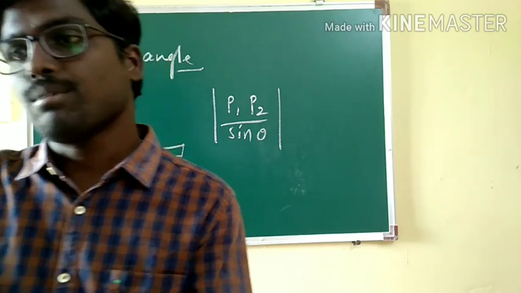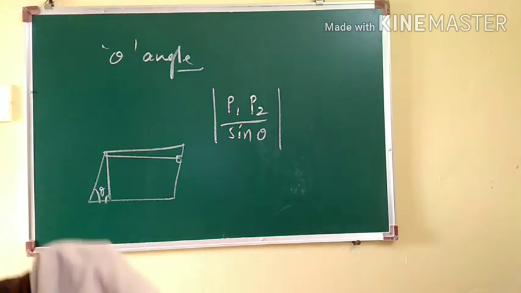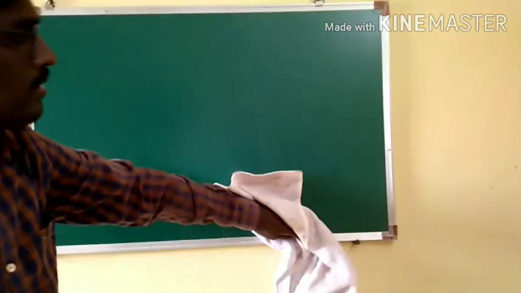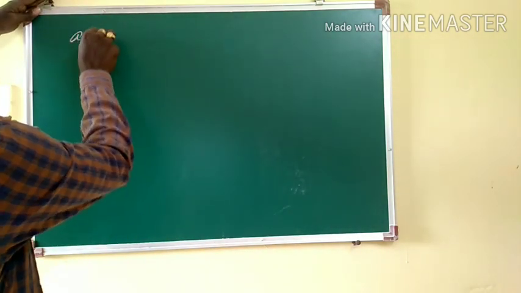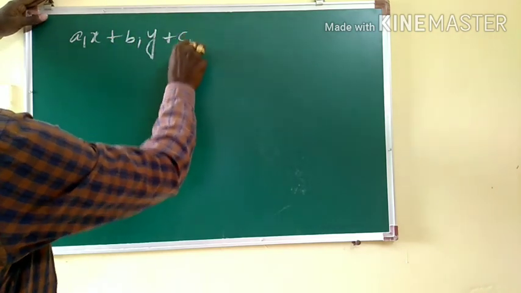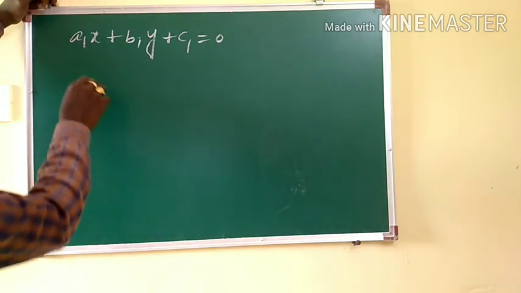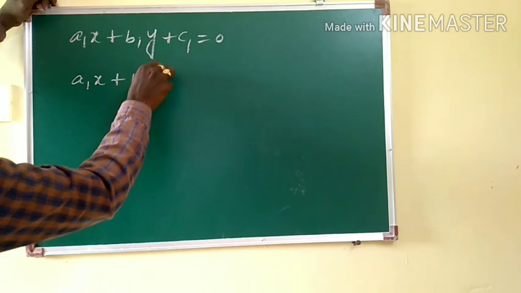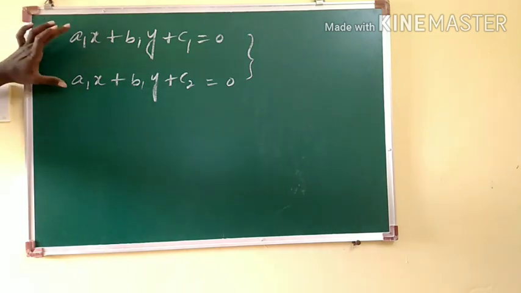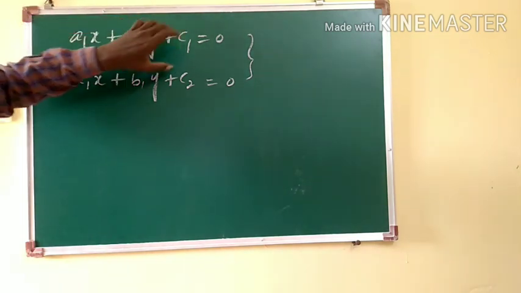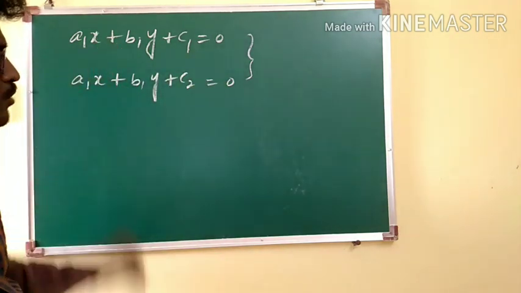Next, a very simple result, easily you can remember. Please note the next result. Area of parallelogram whose sides are A1x plus B1y plus C1 equal to 0, A1x plus B1y plus C2 equal to 0. What do you notice? Here these two are having the same x terms and y terms. These two differ only with constants. Then what do we call such kind of lines? Parallel lines. This is one batch.